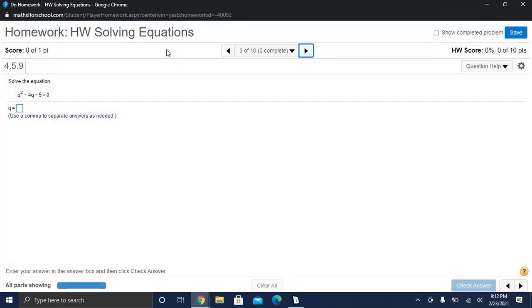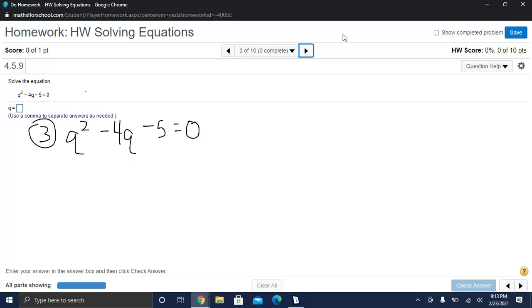The third one that you'll have to do will be a trinomial where you could do the quadratic formula or you could solve it by factoring. So I'm going to work this one by factoring. So this will be problem number 3. So problem number 3 for me is q squared minus 4q minus 5 equals 0.